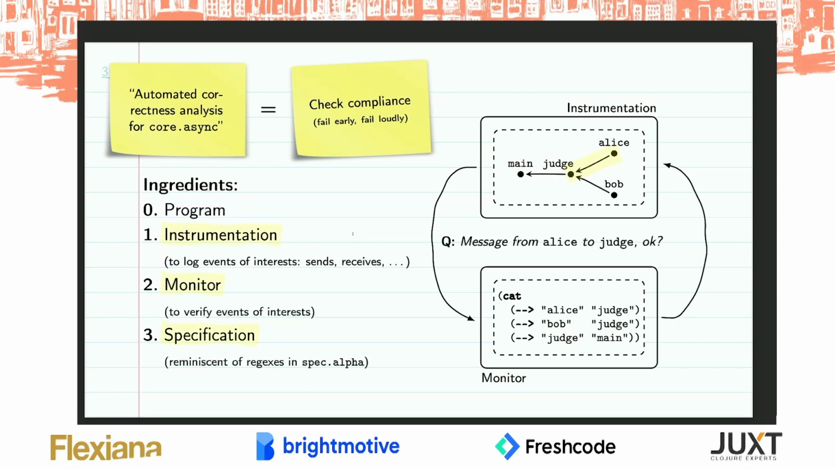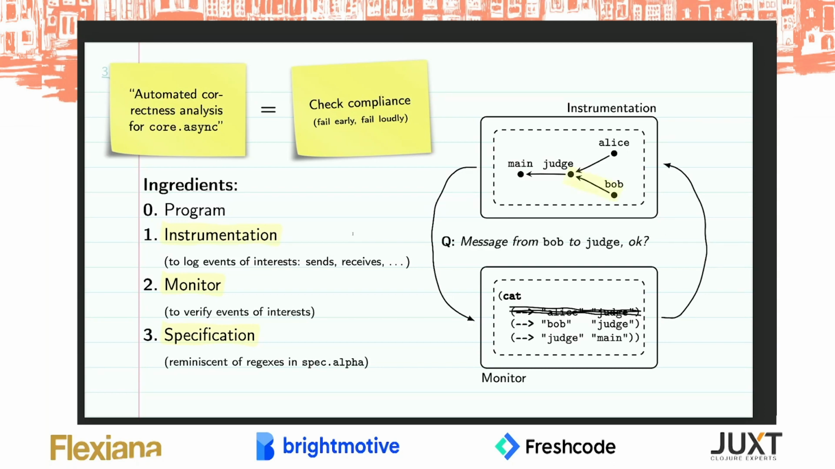Now the monitor has access to the specification and it can see, yes, the first communication that's supposed to happen is indeed this communication. And so it will inform the instrumentation accordingly that yes, this is all fine. And so the instrumentation will then unblock Alice and Judge, right? So their communication can actually happen at this point, and then the program continues.